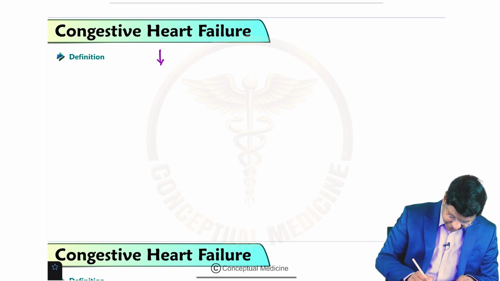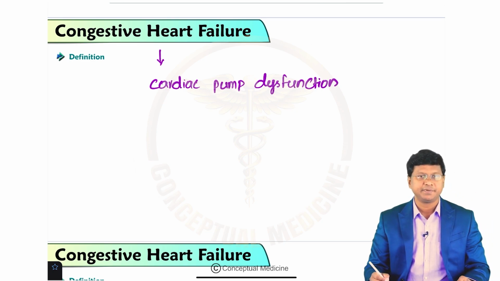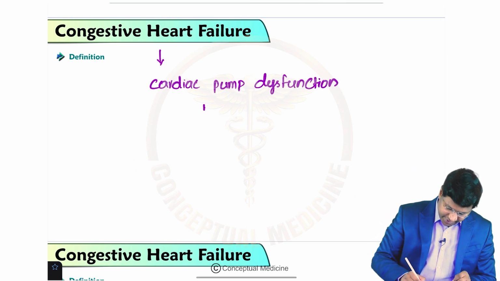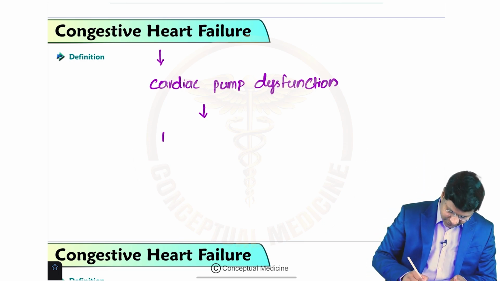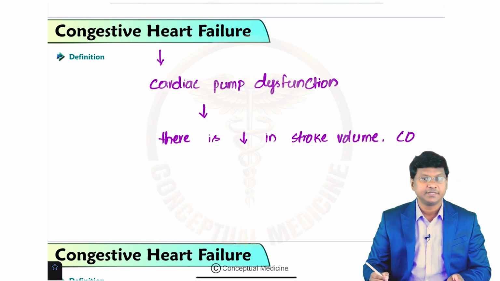So in these individuals there will be cardiac pump dysfunction. And this cardiac pump dysfunction might be either a systolic dysfunction or a diastolic dysfunction. And because of this cardiac pump dysfunction, there is a decrease in the cardiac output, right? So there is actually a decrease in stroke volume, and subsequently there will be a decrease in the cardiac output.